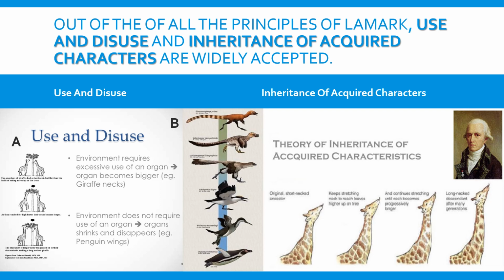Inheritance of acquired characters states that acquired characters can be inherited, which can be demonstrated by the example of the neck of the giraffe. Originally, the giraffe was short-necked, but to reach the leaves in higher branches of trees, it kept stretching its neck and continued stretching until the neck became progressively bigger. And the long-necked descendants, after many generations, continue to have the long neck, and today also we can see the giraffe's neck is quite long.